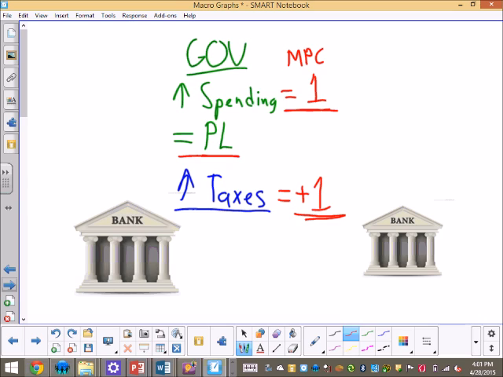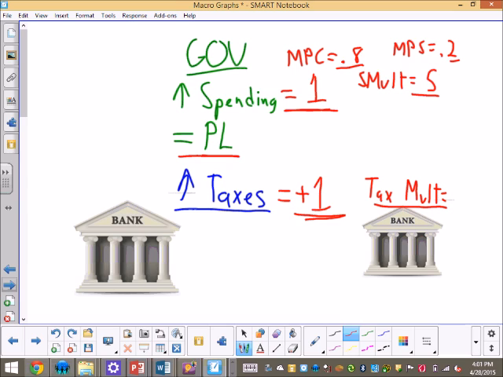So we said if our MPC equals 0.8, that means our spending multiplier is what again? 5. What's our tax multiplier? So 0.8, that means our marginal propensity to save is what? It needs to be 0.2. So how many times does 0.2 go into 1? 5, and that's our spending multiplier. But our tax multiplier is how many times the marginal propensity to save goes into the marginal propensity to consume, which means our multiplier would be 4.